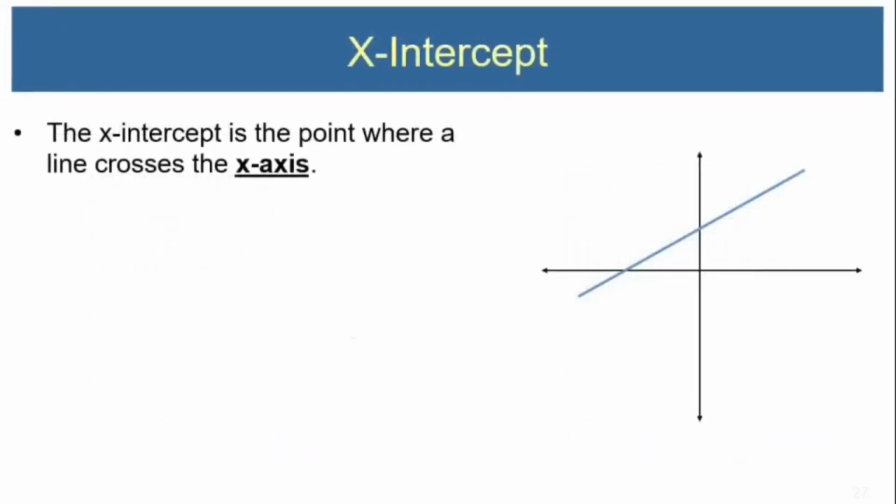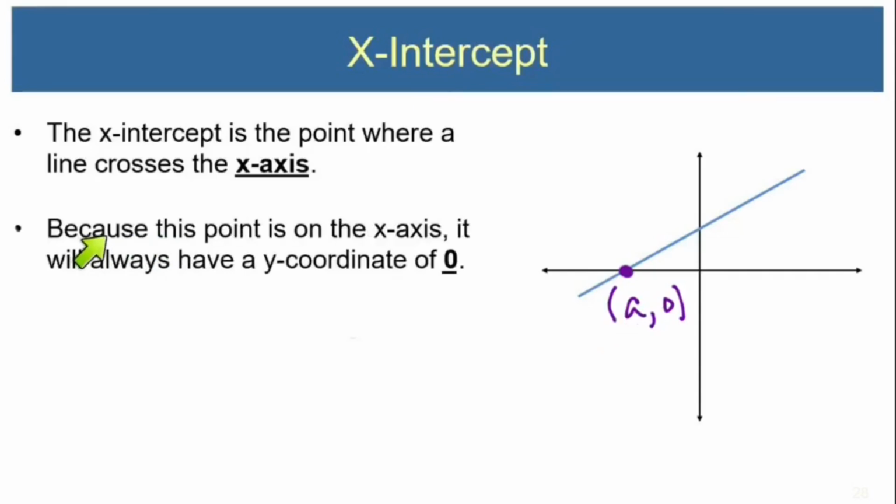Okay, now we're going to talk a little bit about x-intercepts and y-intercepts. So we'll start with the x-intercepts. The x-intercept, as we have seen in a previous section, is the point where a line crosses the x-axis. So for this graph, that would be this point right here. I'll just call it a, 0. We know its y-coordinate is 0 because it's on the x-axis. So a could be whatever number, but the y-coordinate is definitely 0. Again, because this point is on the x-axis, it will always have a y-coordinate of 0.